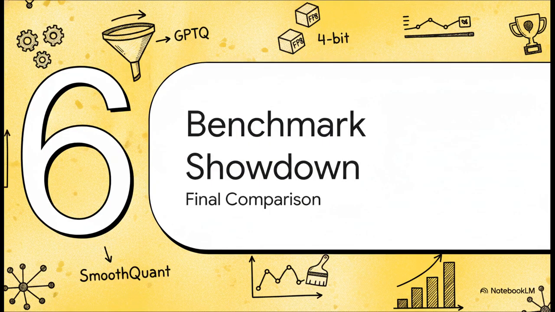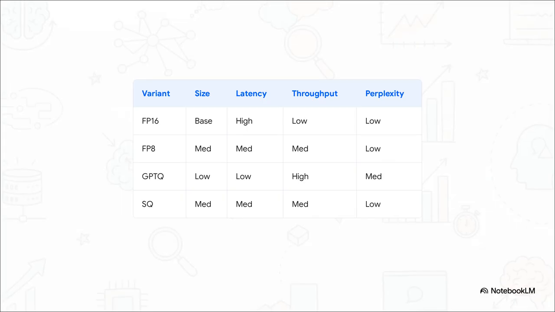And now, Section 6, the final benchmark showdown, the moment of truth. This table brilliantly illustrates the entire purpose of this exercise. When we look at the final benchmarking code output side by side, the real-world trade-offs are completely laid bare. Just watch how the disk size shrinks dramatically from that heavy FP16 baseline all the way down to the tiny GPTQ W4A16 variant. You can track the latency dropping and the throughput surging as the models get significantly lighter.